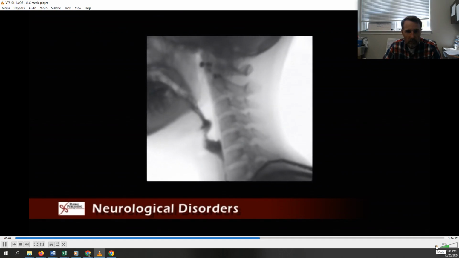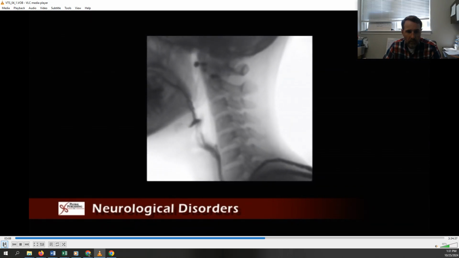Post-swallow residue on the tongue base and in the valleculae across all consistencies is noted. All right, so you can see that the bolus stretches from her oral cavity down into the esophagus without really any break.